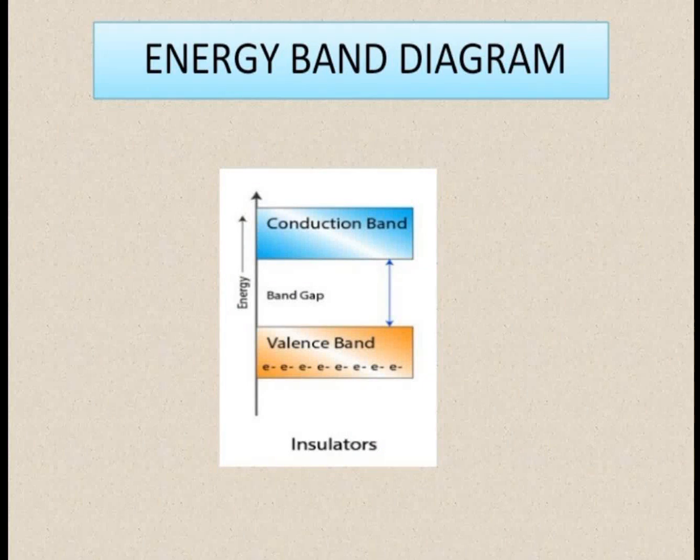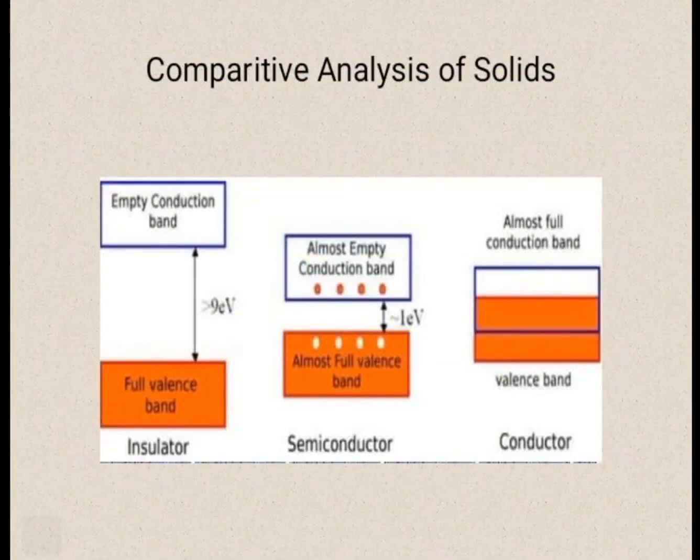This diagram shows the energy band diagram of an insulator. It also consists of a valence band and a conduction band, but there is a very large band gap between the valence band and the conduction band. So a large amount of energy is needed for conduction.